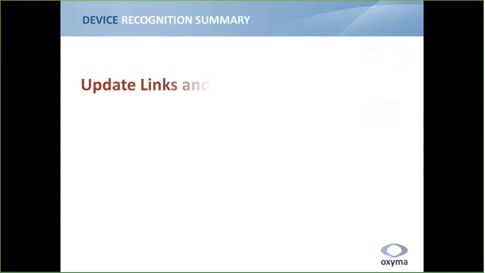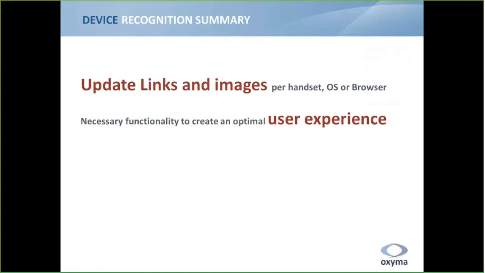So a summary of device recognition: it basically means you can update links and images per handset, operating system, or browser. It's a necessary functionality to create the optimal user experience. Some of the things we're going to talk about later on in the presentation, like live maps and touch functions, device recognition plays a very important part in this, as the coding for the different things is just a little bit different. And it helps improve your click-through rate due to the relevant content that you're giving to that user.